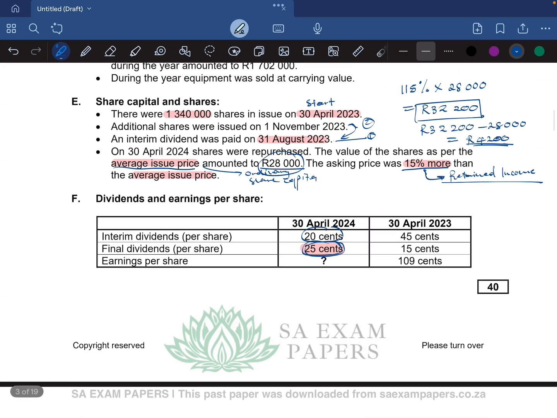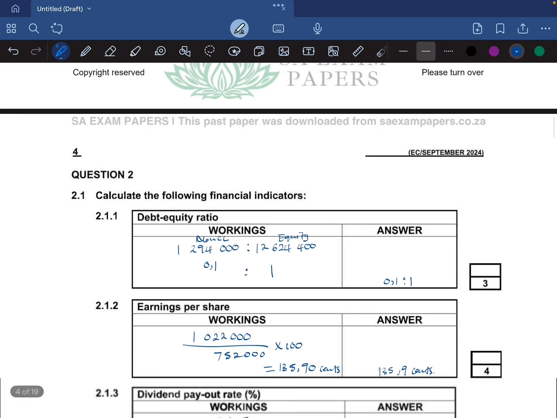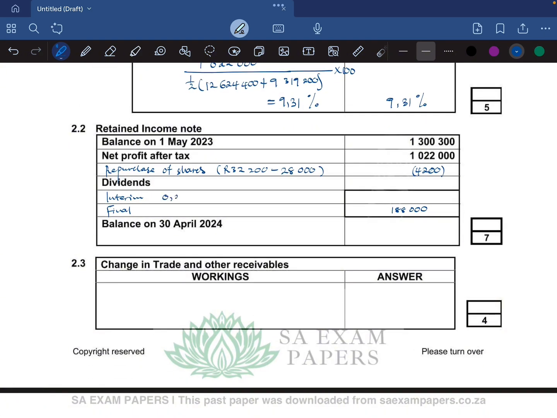And then when we quickly look at our interim dividend, we know that we have paid 20 cents, and we paid this on the 31st of August, which is before the additional shares were issued and before the repurchase of shares. So we're going to use the 1,340,000 shares that were in issue at the start of the year. So we take the 20 cents multiplied by 1,340,000, and that is 268,000.